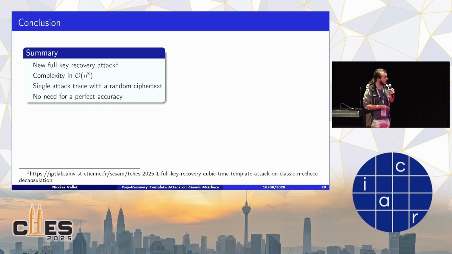So to conclude, I presented a new full key recovery attack that works in cubic time and that requires only a single attack trace with no control over the ciphertext, and that does not require perfect accuracy. And the source code of our attack is available on our GitLab repository.